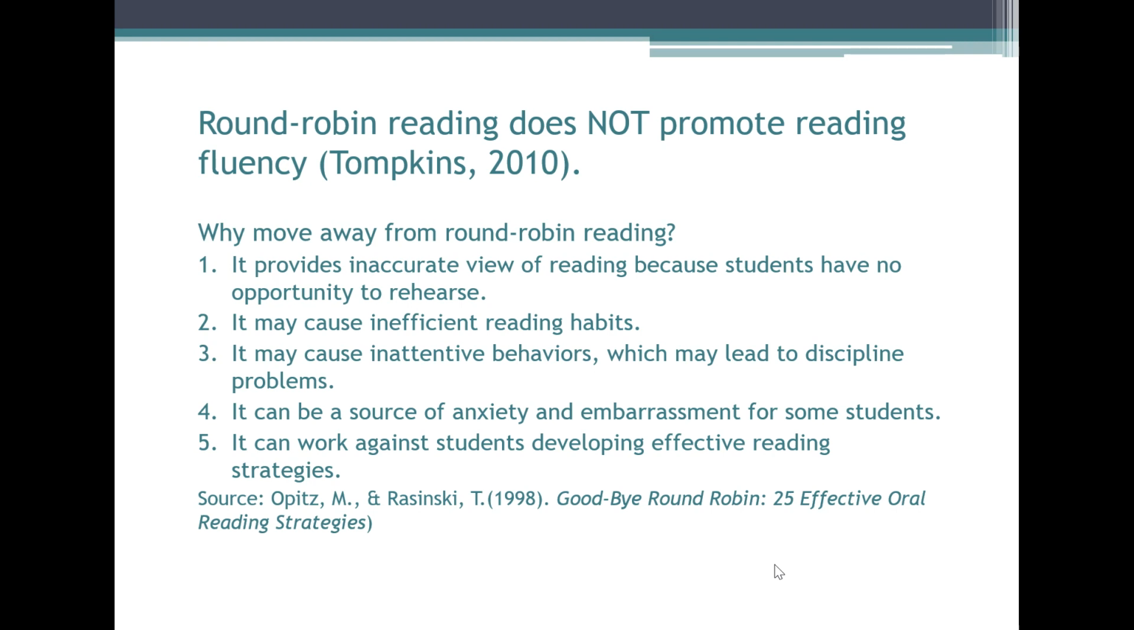So round robin reading has been kind of on the outs when it comes to teaching reading for quite some time. Tompkins, as you can see as part of our source here, says that round robin reading does not promote reading fluency. If you're allowed to skip and there's no accountability and all you're doing is simply reading a chapter and not getting involved in a story all the way through, then this is not an appropriate means of teaching reading. So why do we not do this? Why should we move away from doing this?